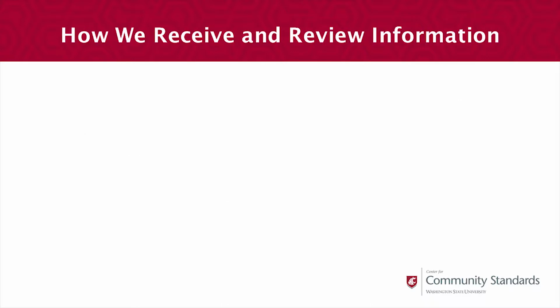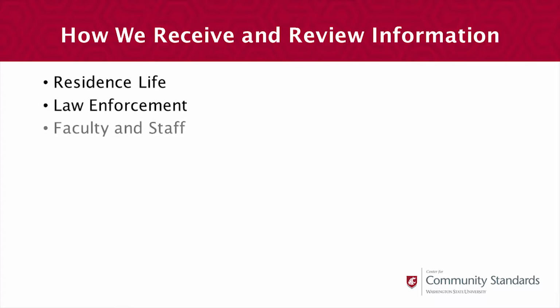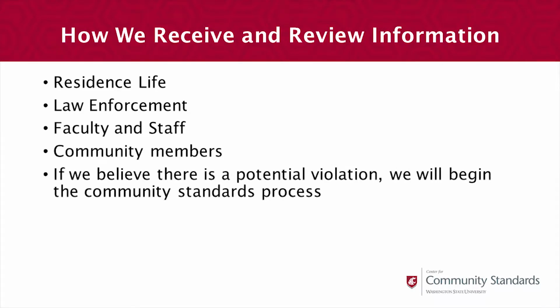The Center for Community Standards receives reports and information from a variety of sources. The vast majority of our reports come from the Department of Residence Life here on campus, law enforcement, including WSU Police and Pullman Police, faculty and staff, and community members. Once the Center for Community Standards receives information, we will evaluate if a potential violation exists, and if we believe that it's possible that our community expectations were not being met, we will initiate the community standards process.